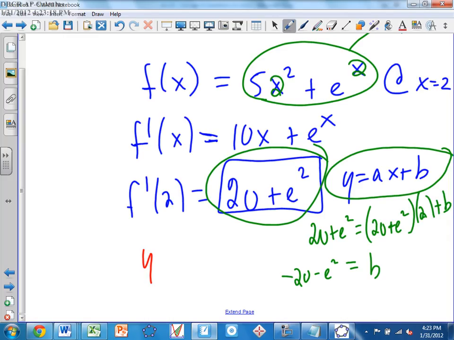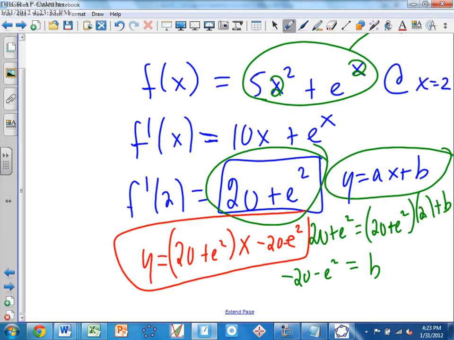So here's your line. 20 plus e squared times x, that's the slope, and then here's your b value. So I'm going to put minus 20 minus e squared. There's your tangent line right there. Now, if I graph the original function and I graph the tangent line on the same graph at x equals 2, I should notice that they're pretty much the same.